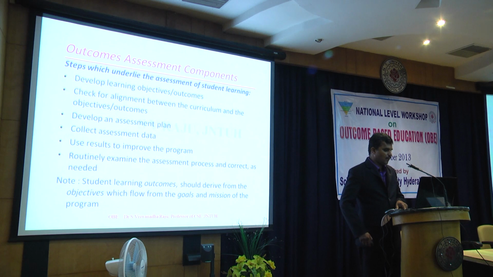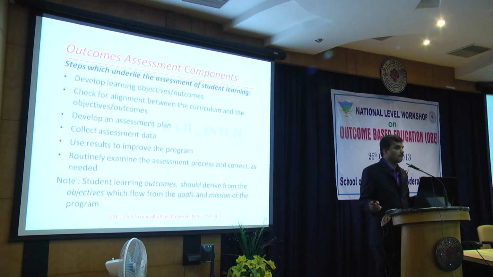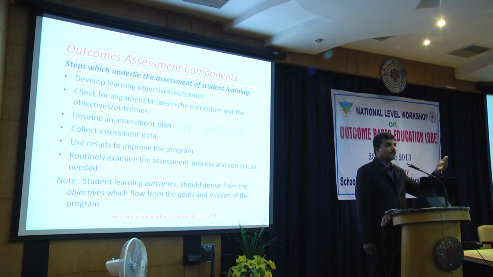Just I'll go through outcomes assessment. How to assess the outcome? There are various components. Develop learning objectives and then try to define outcomes also. Then we have to correlate, taking the information from the students or the stakeholders. Then check for alignment between the curriculum and the objectives. You have to try to make the alignment. Develop an assessment plan. You design your plan for assessing the students as you wish. There is no unified format, as you wish.